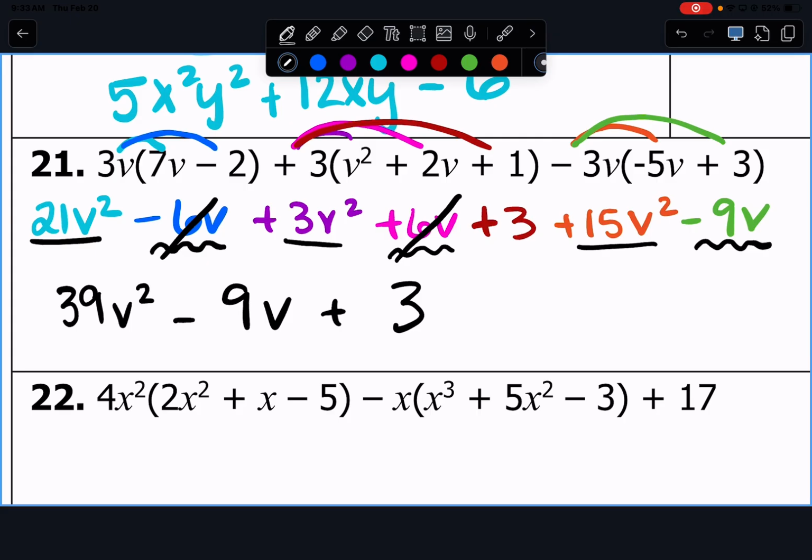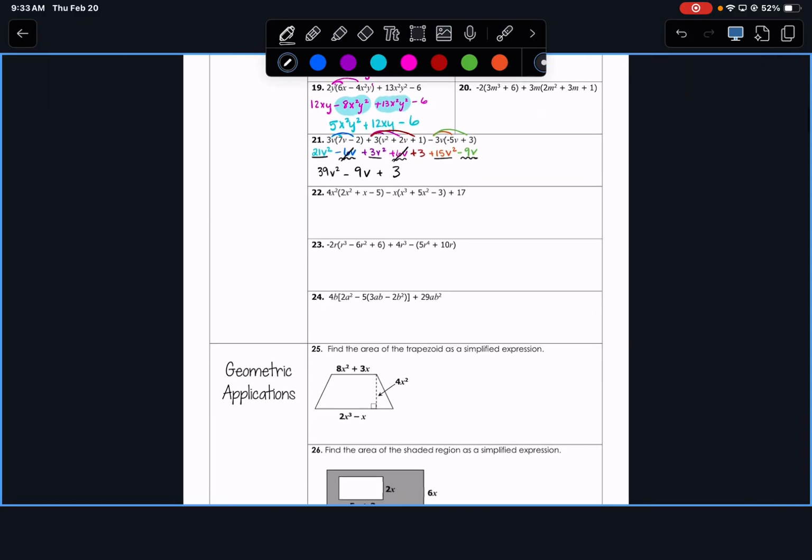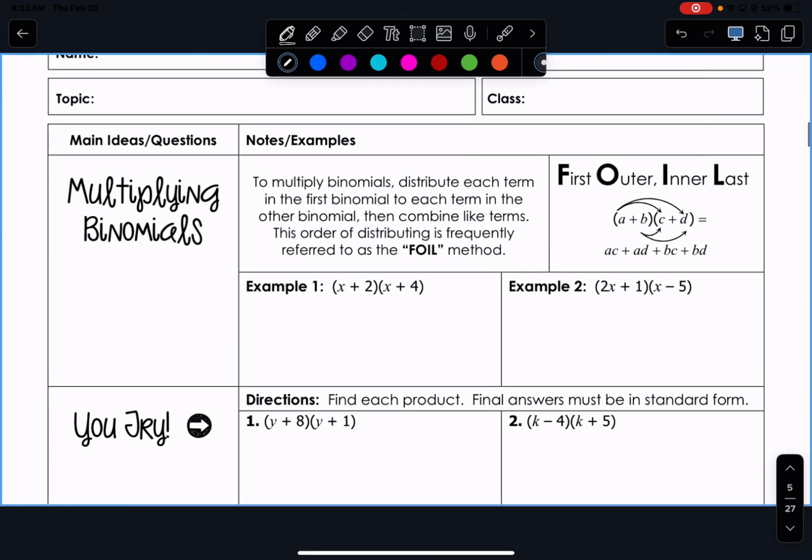Okay, now I want us to go to the next page. I'm just going to skip over the geometry lesson for right now. I like these packages better than the ones we did last time. This just puts everything in a more digestible format, I personally feel. All right, so, multiplying binomials. We're going to be multiplying two binomials.